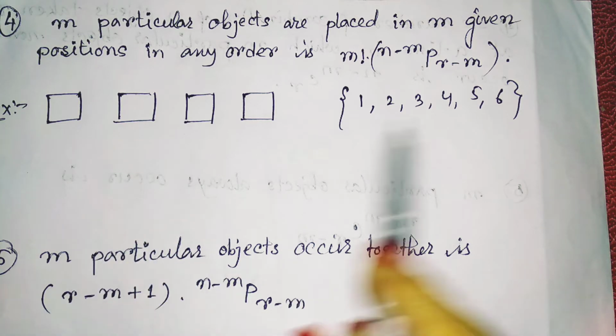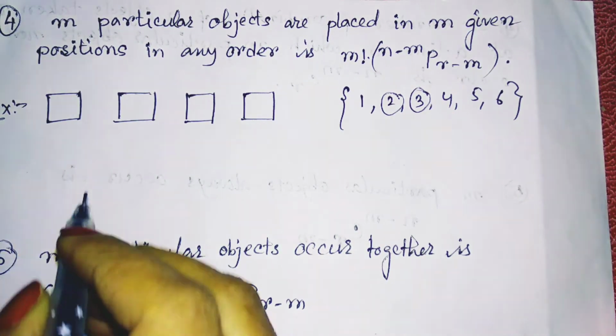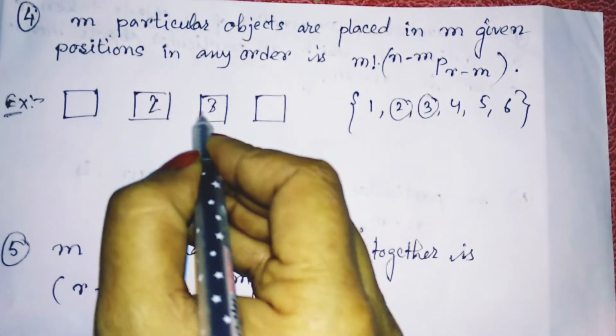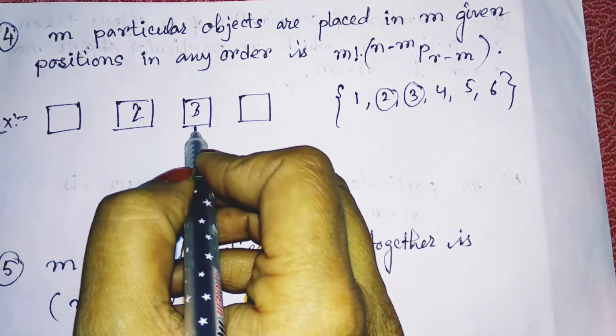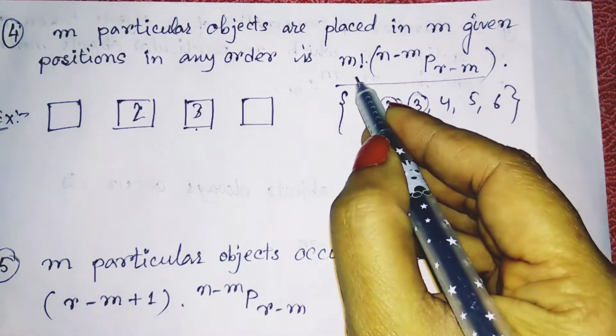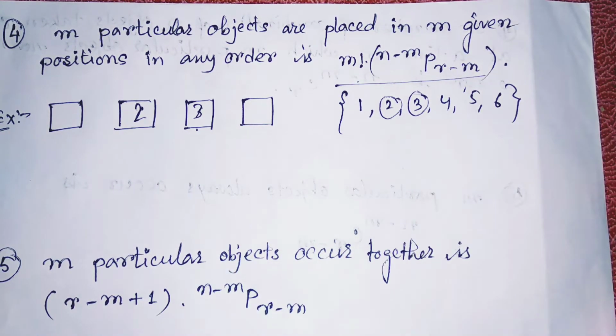So again, if we consider the same example and suppose 2 and 3 are fixed, then if we place 2 here and 3 here, or 2 here and 3 here, these 2 and 3 can exchange among themselves. According to these situations, the formula is m factorial into (n minus m)P(r minus m).